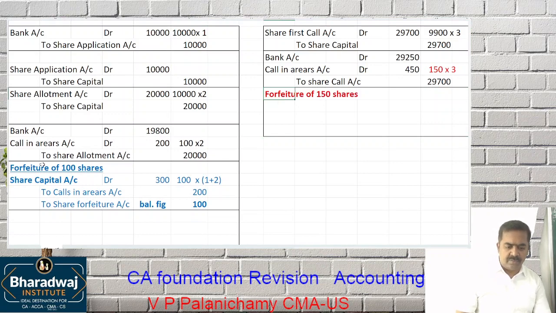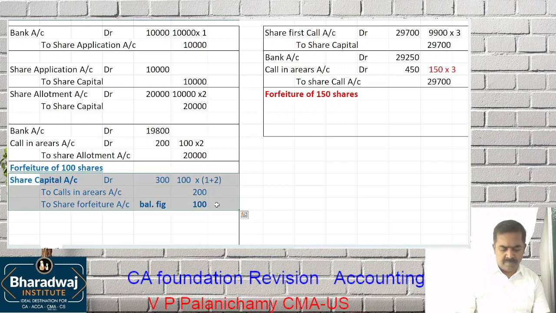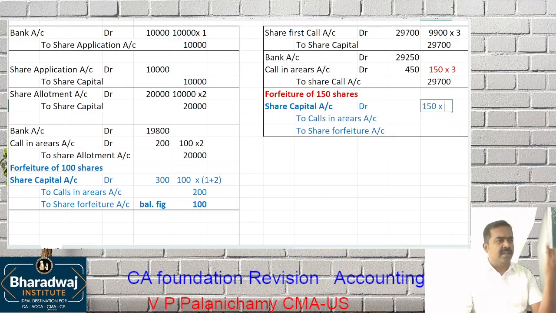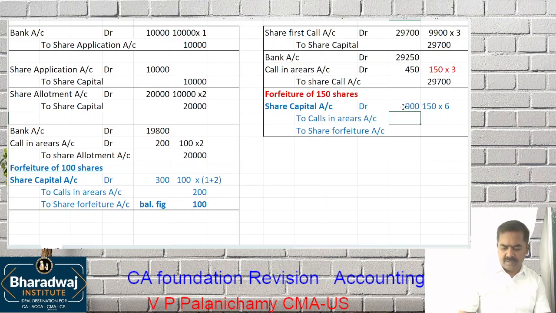Let us cancel the 150 shares. What entry will we pass? Share capital account debit. How much will be the amount? 150 into application, allotment, first call. Calls in arrears are this 450. Balance goes to share forfeiture account.